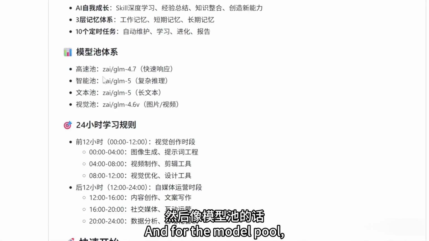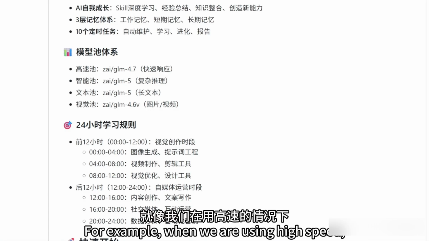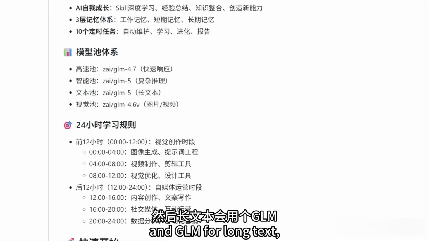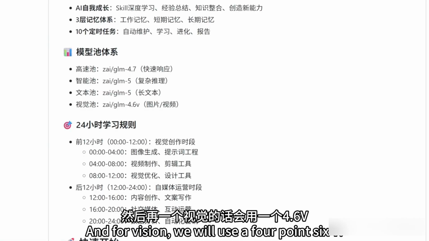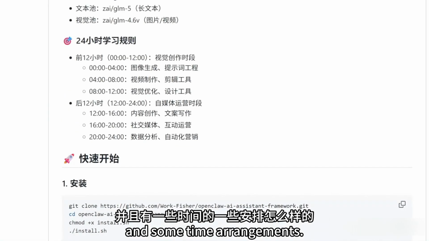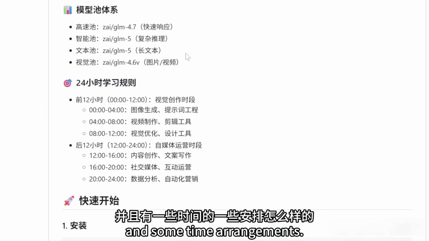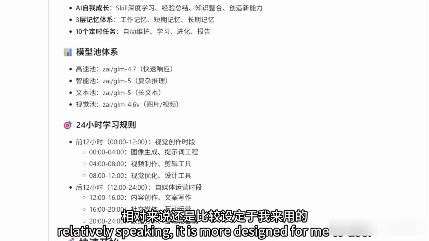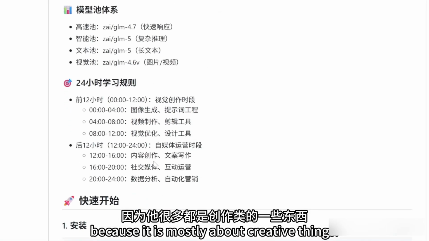And like the model pool, it will have a classification, just like we do at high speeds. We use a 4.7. Then the long text will use a GRO mod, and in a visual case, we use a 4.6v. We can switch freely, and have some time and some arrangements. How about it? But your content is relative. It is still more set for me to use, because many of them are creative things.